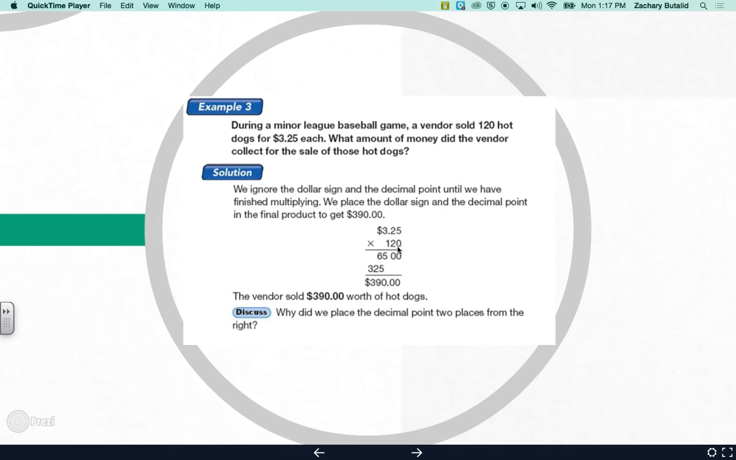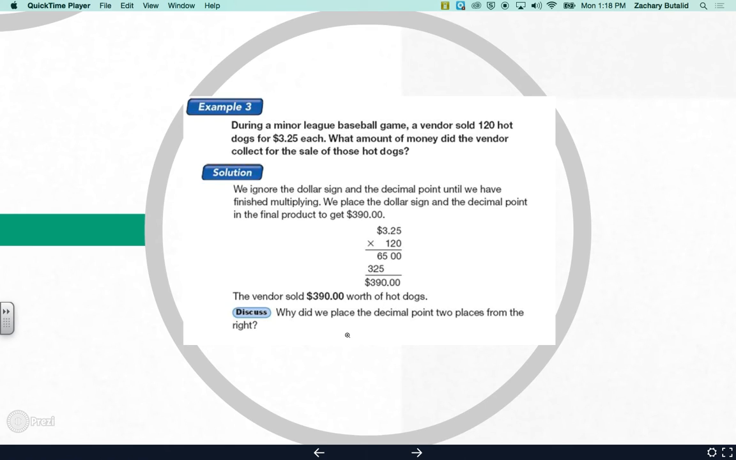Okay. So what you're going to do is the whole algorithm, and what you're going to get is 6,500 plus 32,500. You're going to add those together, and what you're going to come up with is 39,000. Now, don't get confused, but we have this decimal here. Then we add our decimal point in after the first two numbers, and we add in our dollar sign. So what we end up having is that the vendor sold $390 worth of hot dogs.